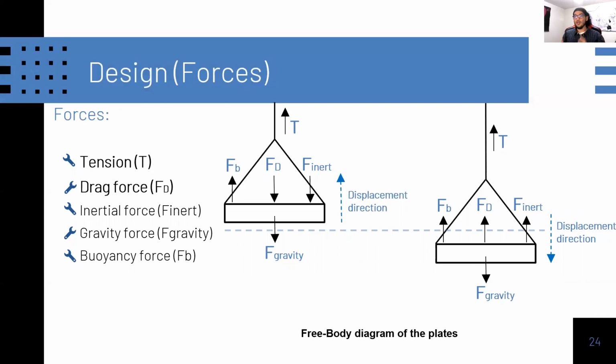To determine all the forces that are present on the plates, it shows its free body diagram for the 2 different directions of the movement. In this case, the left plate is trying to move up, while the right one is moving down. Notice that the drag force and the inertial force change their direction as a result of the change in the displacement direction. The gravity force and the buoyancy force remain constant, and the tension varies depending on the movement of the plates. The principal forces are the tension and the drag.